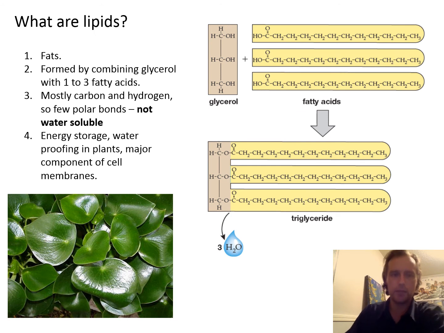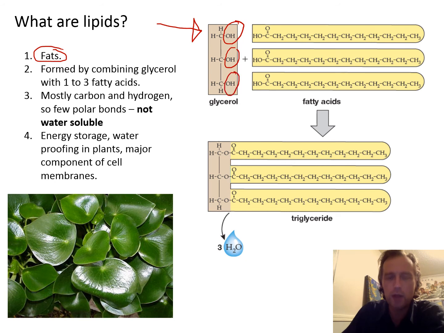What are lipids? So lipids, in short, are essentially fats. That's the shortest way you can describe them. 2, they are formed by combining glycerol with 1 to 3 fatty acids. So right over here, glycerol. Let's take a look at the functional groups. Right here is a hydroxyl. Right here is another hydroxyl. Right here is another hydroxyl. And those are involved in dehydration synthesis.